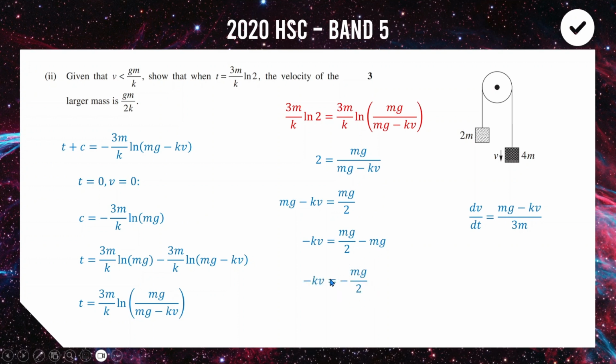So that simplifies quite nicely. Now I can take the negatives off both sides and divide by k, and I get v equals mg over 2k, which was designed to be the target from the question. So we just got 3 marks in a pretty challenging band 5 HSC mechanics question.